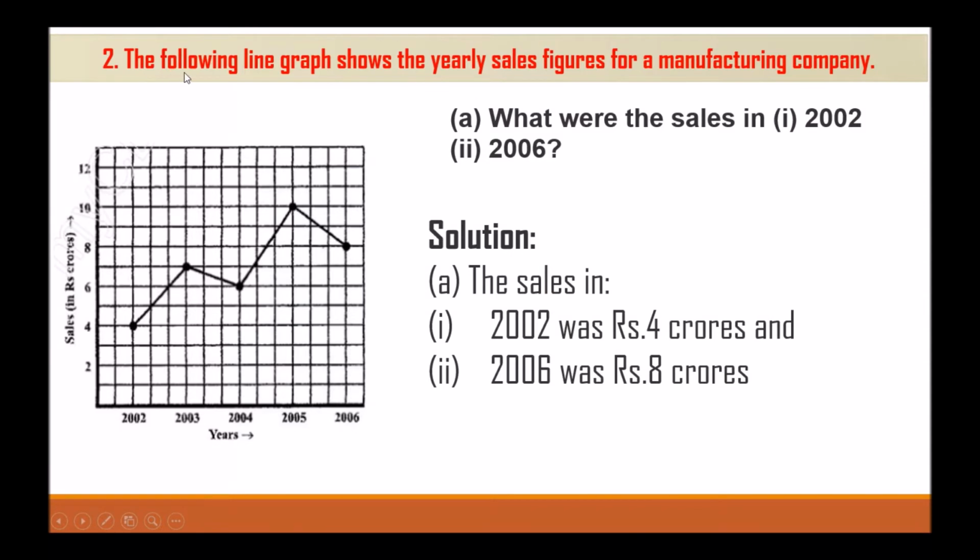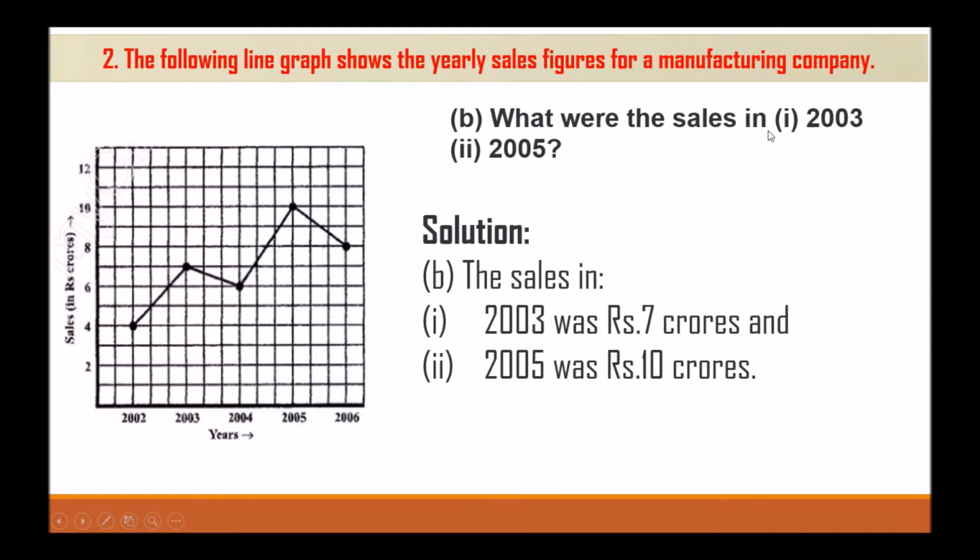Second question: the following line graph shows the yearly sales figures of a manufacturing company. What were the sales in 2002 and 2006? So the sales in 2002 is rupees 4 crore and in 2006 it is rupees 8 crore. What were the sales in 2003 and 2005? So in 2003 the sales was rupees 7 crore, and in 2005 the sales was rupees 10 crore.